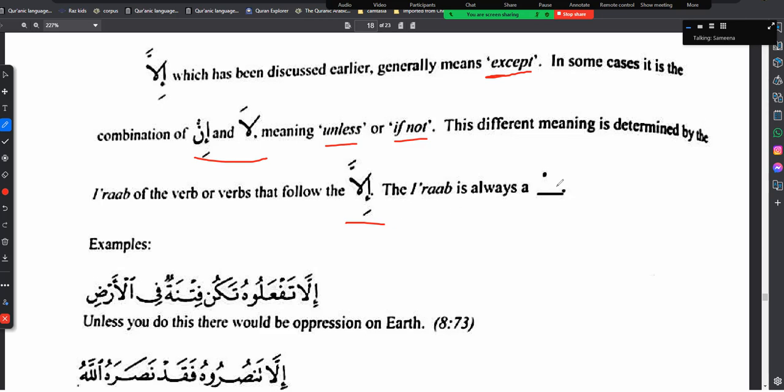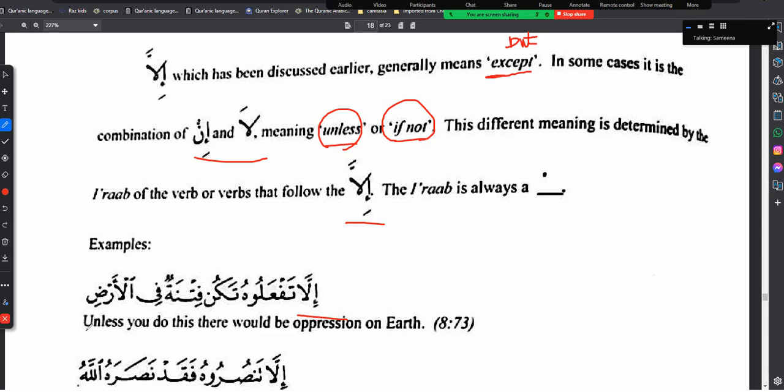So the i'rab is always a sukoon. Whenever you have illa, if the meaning is except or but, then that will not make the mudari majzum because that is not the conditional article. But if you have illa, the combination of in and la, you have to look at the meaning. If it is unless or if not, then in that case it makes the mudari majzum because it is a conditional article. So illa taf'aluhu takun fitnatun fil ard.